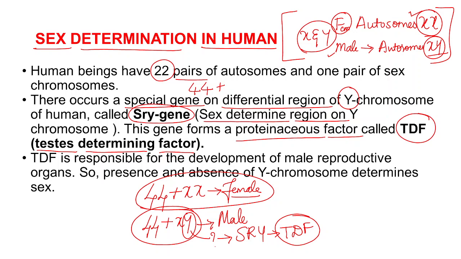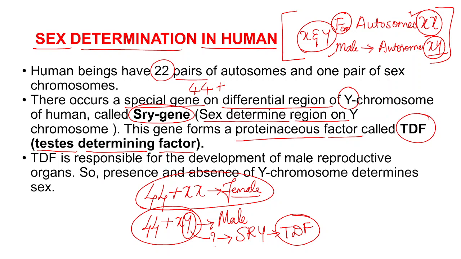So, here the point is very clear that if the individual have got Y chromosome, it will develop into male. If the Y chromosome is absent, then the individual will develop into female. Is that clear? If Y chromosome is present, they will develop into male, and if Y chromosome is absent, then they develop into female. Is that clear?